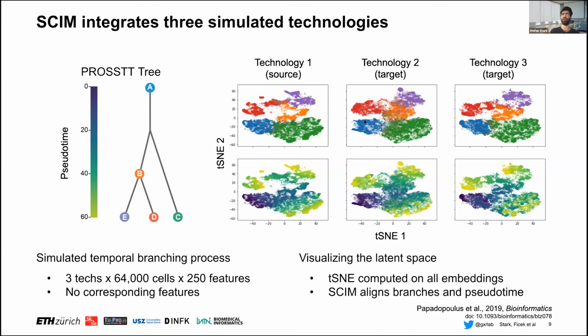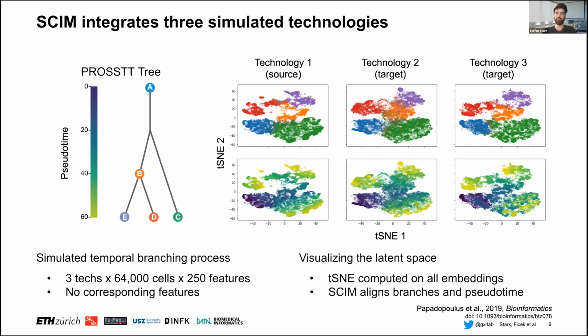So for example, here, the blue cells that are in branch A are neighbored to the green cells from branch C and the orange from branch B. And this relationship is preserved across the different technologies. And if you look in the temporal coloring, interpolations in this latent space are reflective of paths in the tree. So for example, if I were to start with a cell in branch A and move into branch C, then this movement is tracing a path in this tree. And this relationship is generally followed by the embeddings.